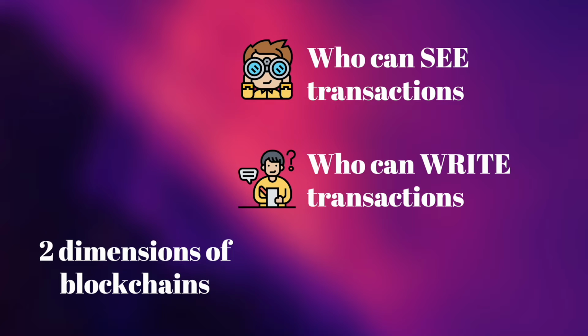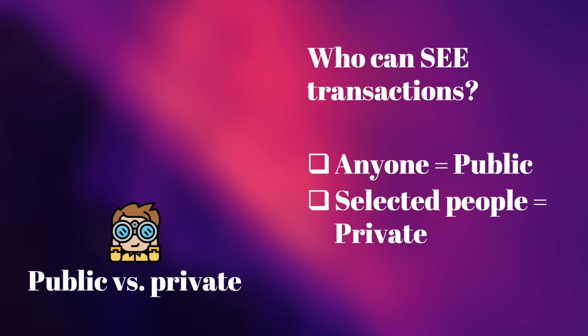Let's briefly talk about the different types of blockchains. Broadly, blockchains can be mapped on two dimensions: who can see transactions that are written to the blockchain, and who can actually write transactions on that blockchain. Think of it as having read-only access versus both read and write access. Now, if anyone can see transactions that are written to the blockchain, it's called a public blockchain. If only selected people can see it, it's called a private blockchain.